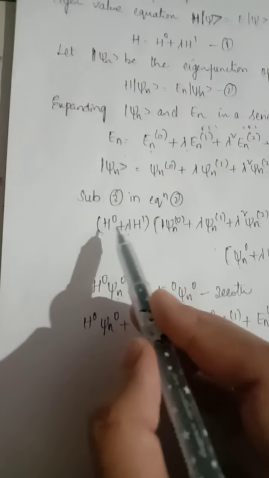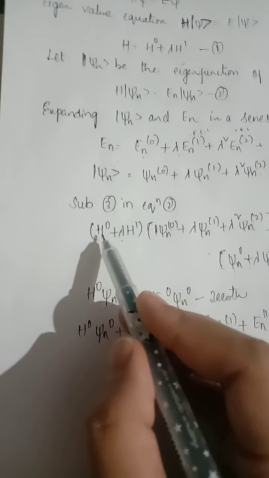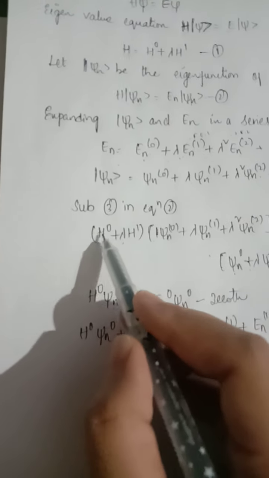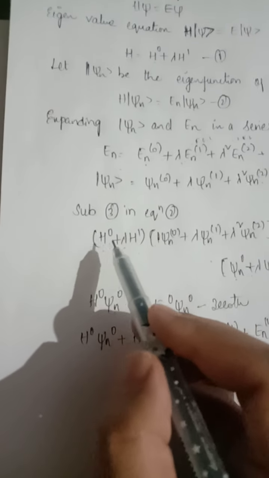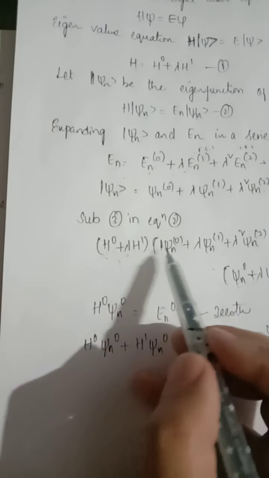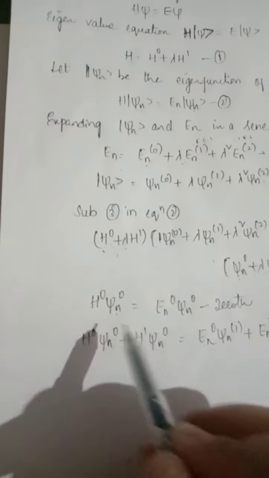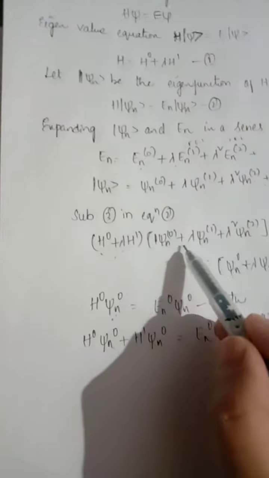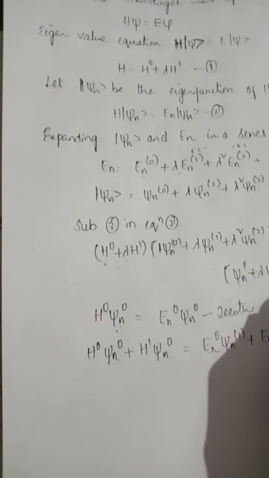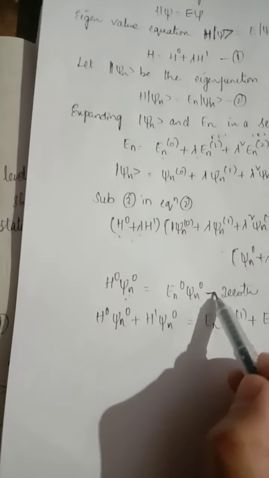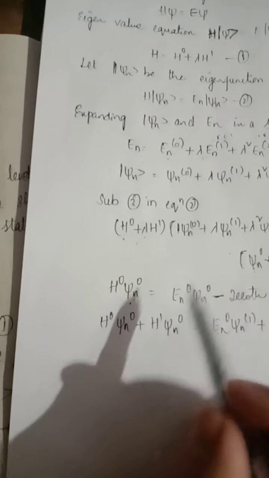So next step, we are comparing the lambda coefficients, but first we are comparing only the constant term. Here the constant term is H naught psi n of 0, and everything else is a coefficient of lambda. Next, this equals En of 0 psi n of 0. Here also all other terms are lambda terms, so we are leaving them. This is the zeroth order perturbation.